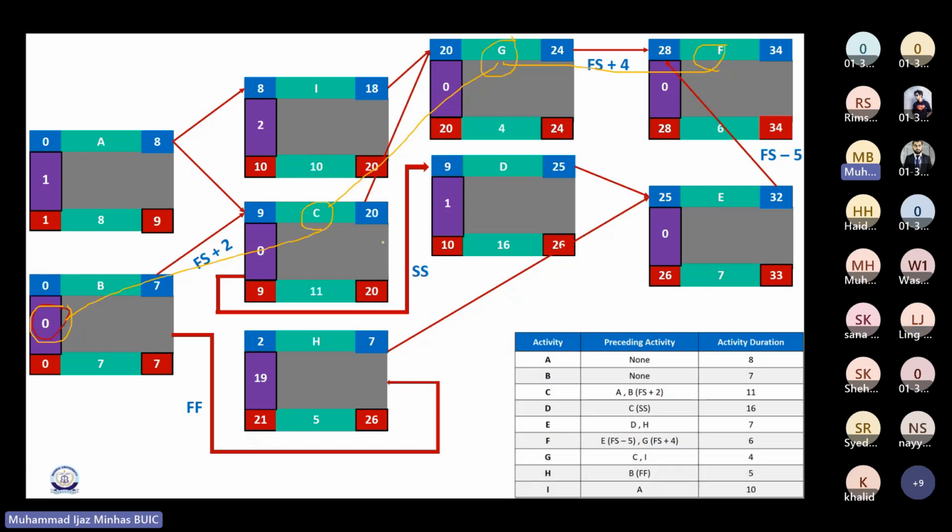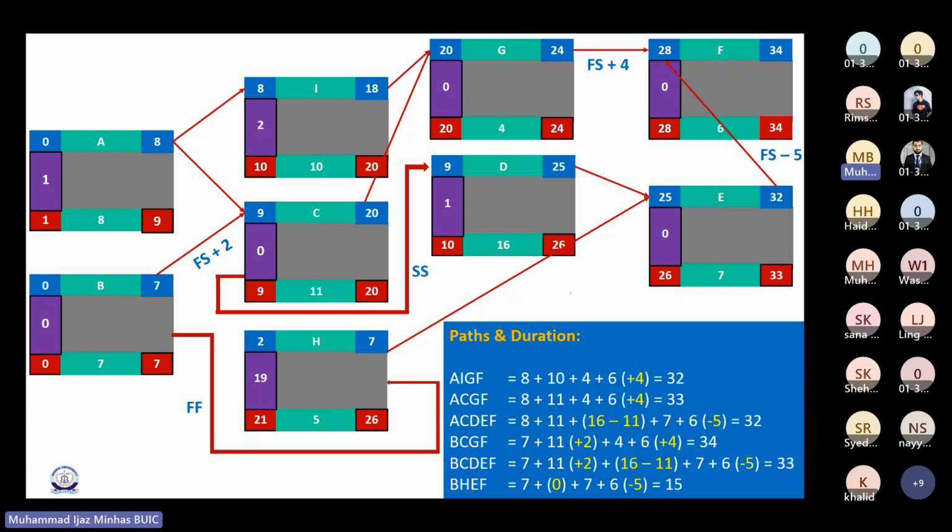Anyways, so now this is the critical path, right? I've just mentioned all the paths and durations here. Could you please mute? One of you has some problem with the mic. I guess there's noise coming, right? Thank you. Everyone, please mute yourself. Thank you so much.